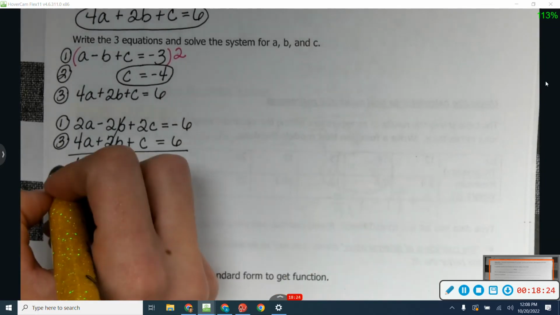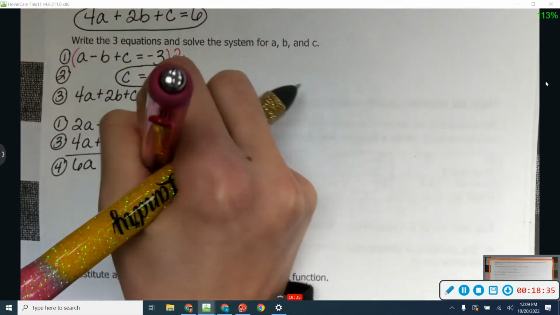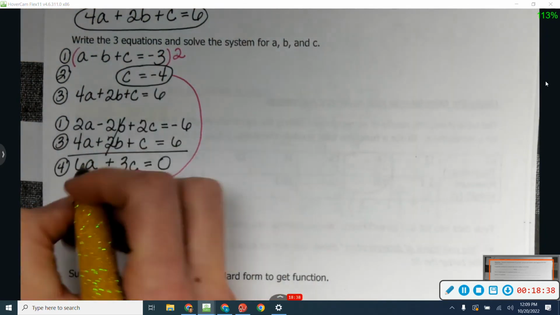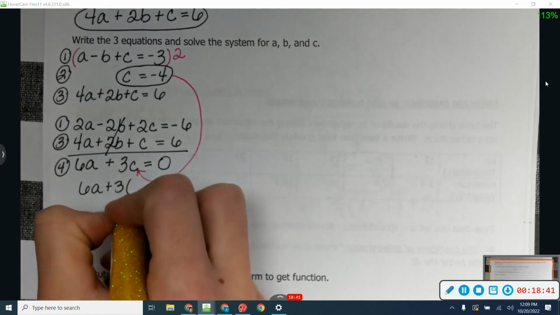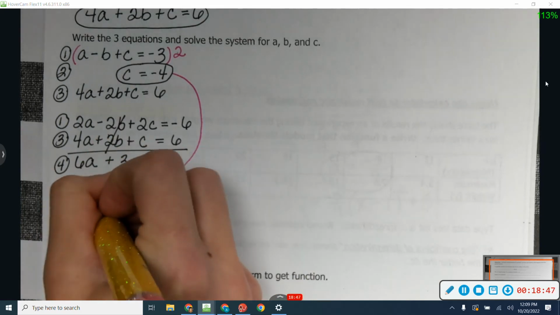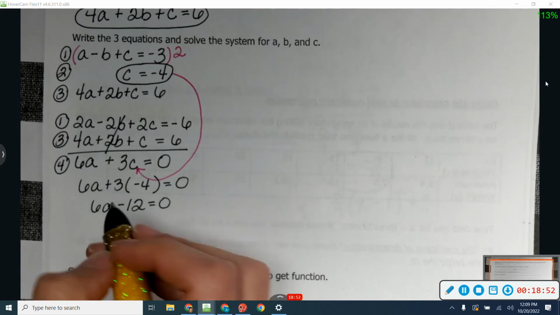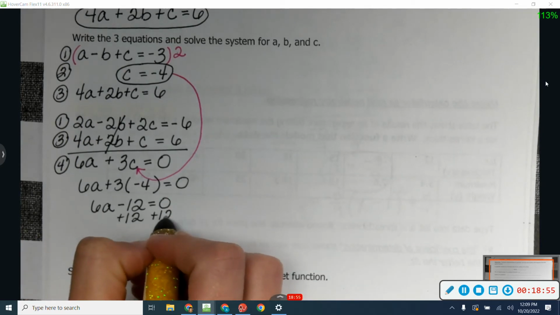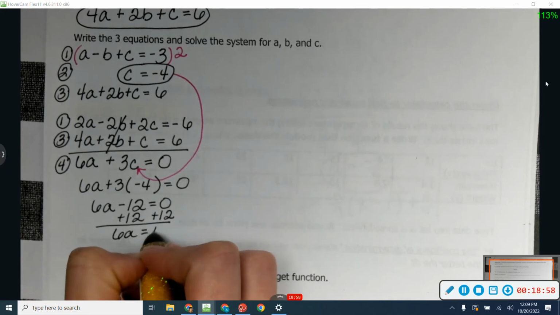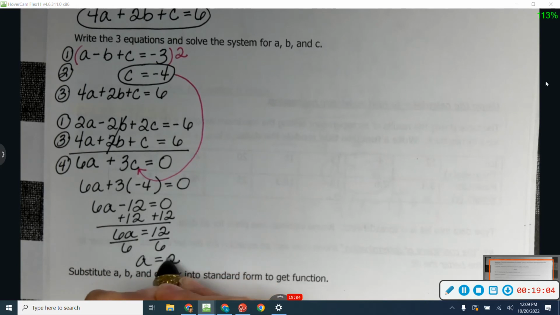Okay? Typically, that gives me my fourth equation, right? Usually, I would go back, choose a different set, and eliminate the same variable, but I don't need to because I'm going to take this c and plug it in. So I've got 6a plus 3 times -4 equals 0. So that leaves me with 6a. 3 and -4 gives me a -12 equals 0. I'm going to add my 12. 6a equals 12. Divide by 6, and a is equal to 2.